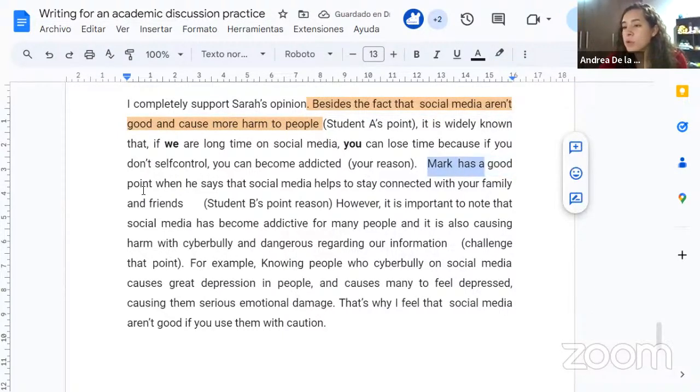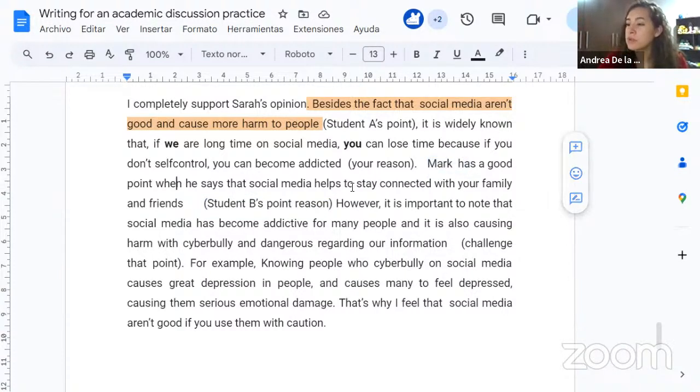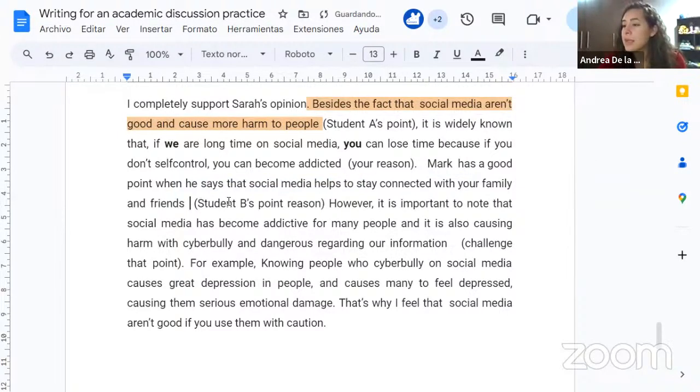Then you have, Mark has a good point when he says that social media helps to stay connected with your family and friends. Great, this is what Mark said, perfect. So in this case, you did it perfectly well. You're not mentioning Mark's opinion, but you're mentioning his reason, which is exactly what you have to do. So this sentence is great. And then you say, don't forget the period.